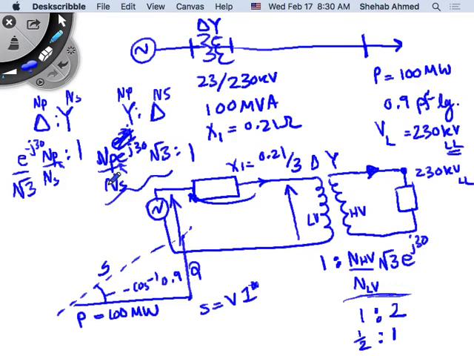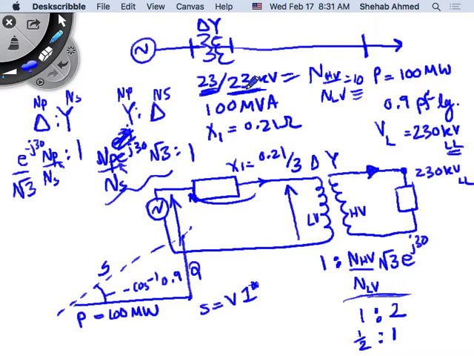Right? So in this example that they gave, they sort of assumed that this was the rating of the single phase. These were the terminal voltages of the single phase transformer. So if these were the terminal voltages for the single phase transformer, then I have N primary over N secondary, or N high voltage over N low voltage, equal to what? 230 over 23, which is equal to 10, right? If this was the rating for the single phase transformer voltages here. You're okay with this?